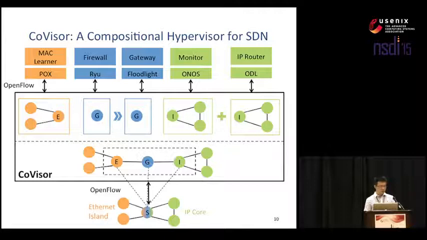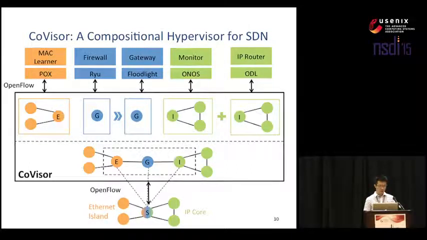Controllers send OpenFlow rules to the virtual switches to realize their network management tasks. The job of CoVisor is to compile flow rules received from controllers to flow rules for the physical network. The key challenge of CoVisor is to make this compilation process highly efficient.